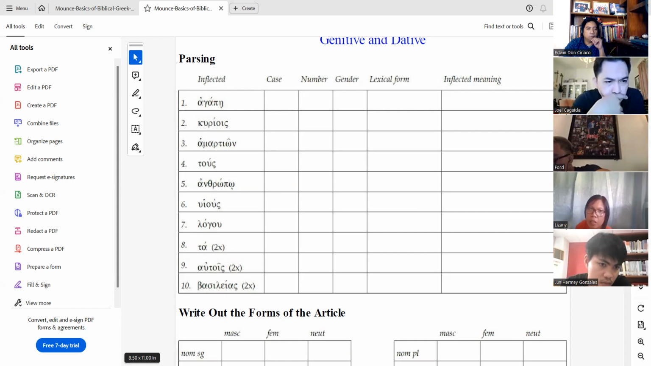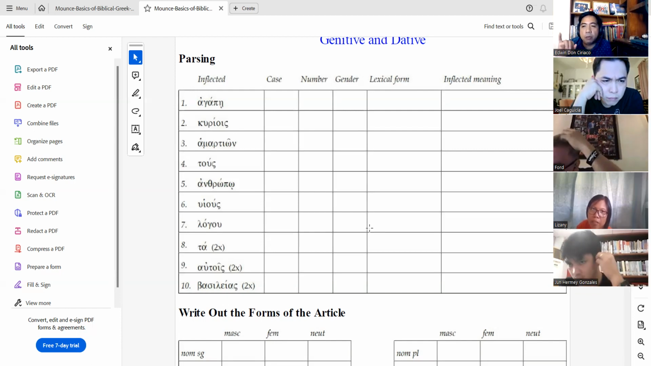Gender. The choices sa gender is masculine, feminine, or neuter. Masculine, sir. Masculine, good. Lexical form is anthropos. Human. In man. Okay, in man, or you could say to man or with man. Okay, thank you.